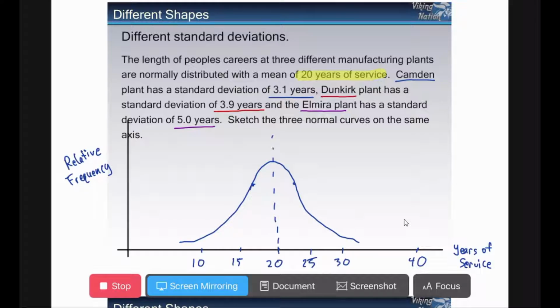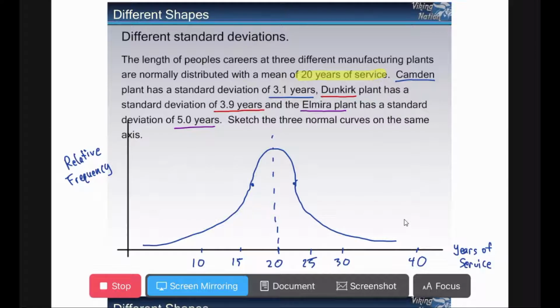There's our Camden plant. Next, let's do our Dunkirk plant. So it's going to be a little bit taller. And our standard deviation, actually it's going to be shorter, sorry, because we're going to be spreading out as our standard deviation increases. So I'm actually going to redo my Camden plant. I'm not entirely happy with that. So something like that. Next, let's do our Dunkirk plant.